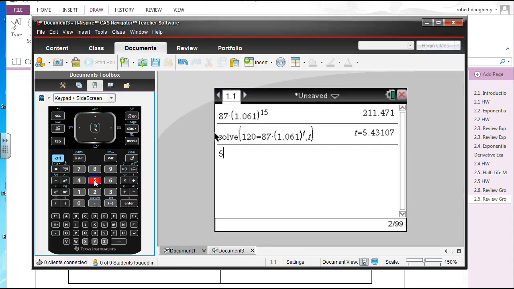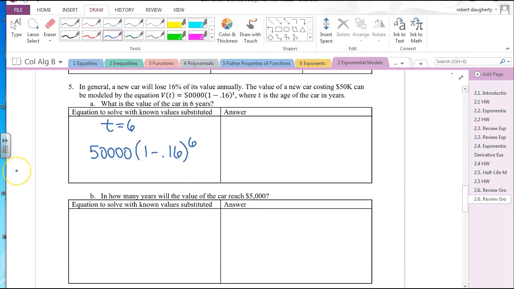So just go to the calculator. 50,000 times 1 minus 0.16, and then raise that to the 6th power. 17,564.90. So 17,564.90. That is the value of this car in 6 years.